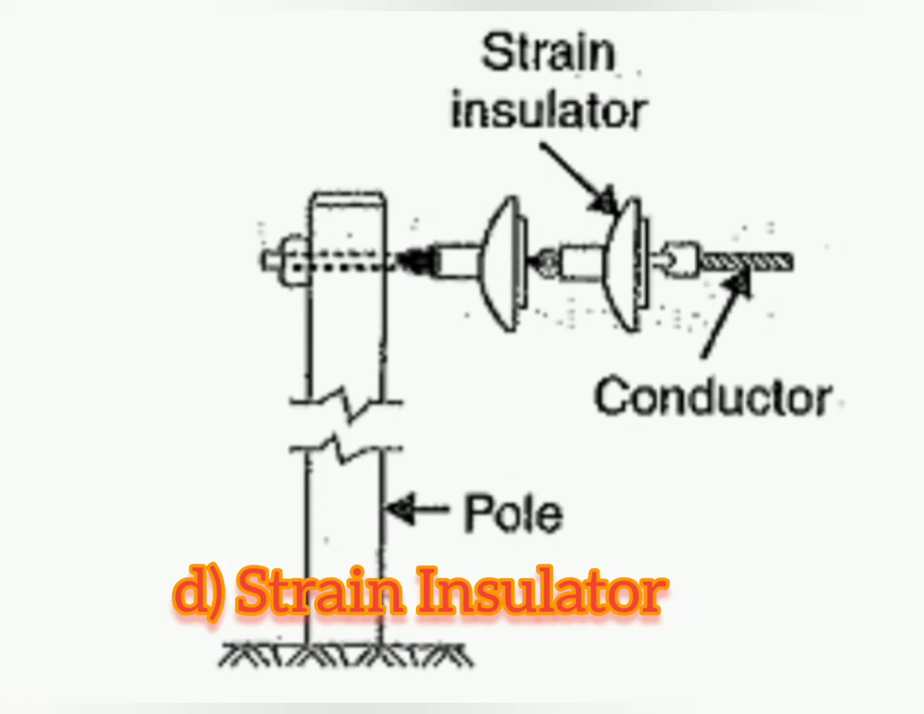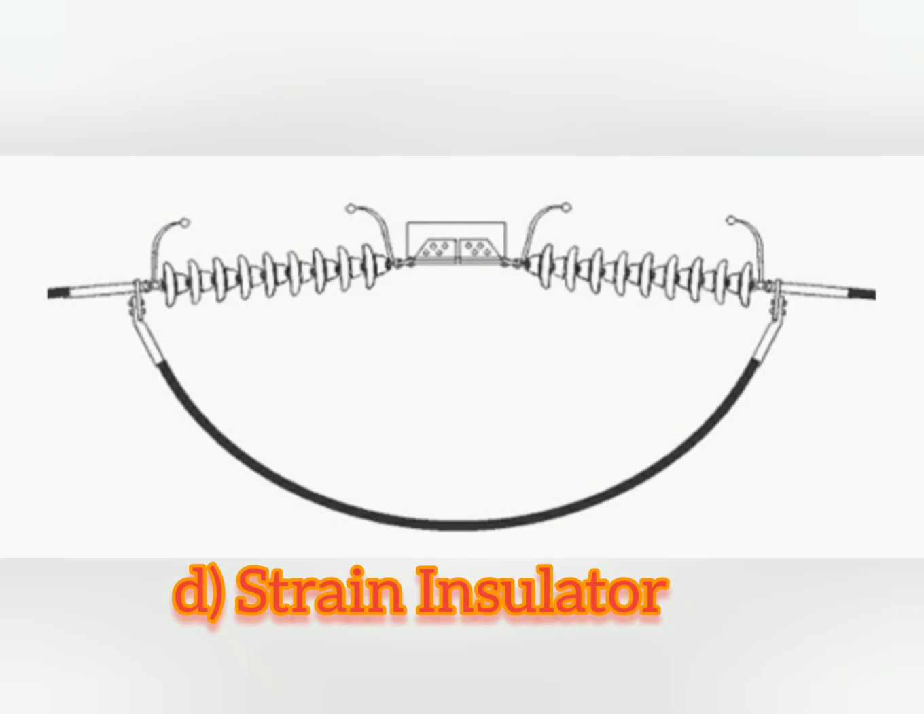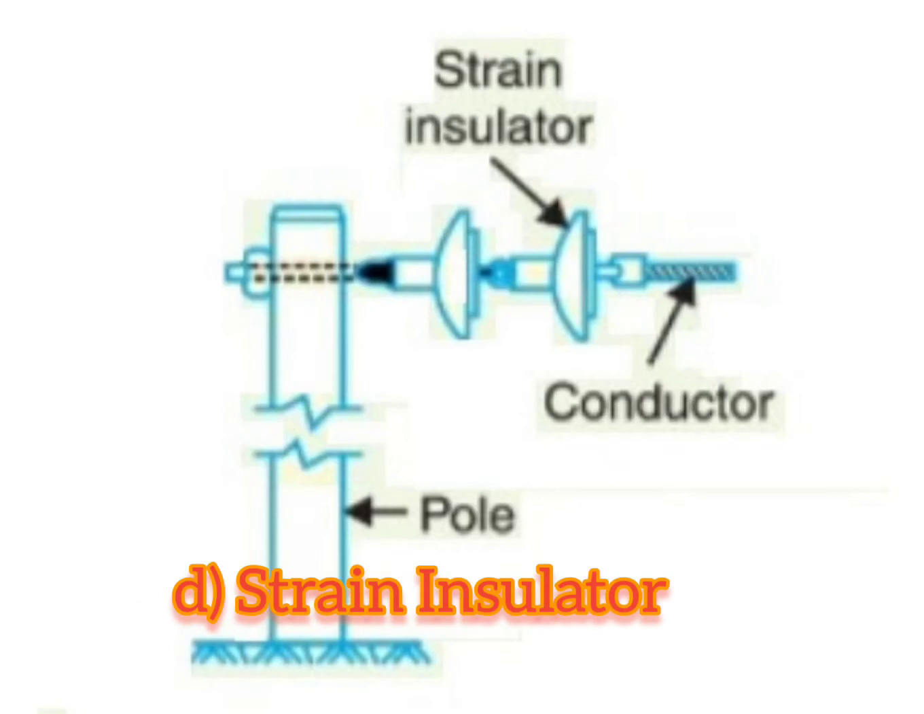Now we will see the next type of insulator, strain insulator. When there is a dead end or there is a sharp corner or curve in transmission line, the line experiences excessive tension. In order to sustain a conductor load in tension, strain insulators are used. For low voltage lines up to 11 kV, shackle insulators are used as a strain insulator. In case of high voltage transmission lines, a strain insulator consisting of an assembly of suspension insulators is used.